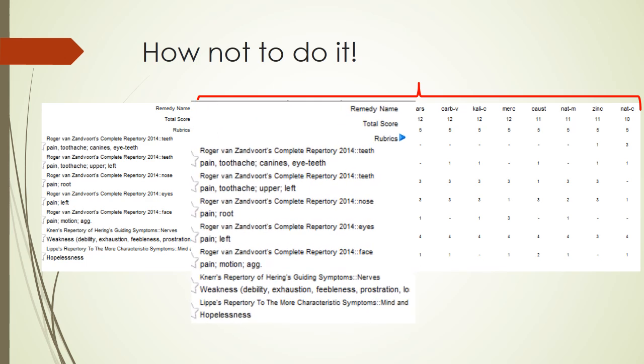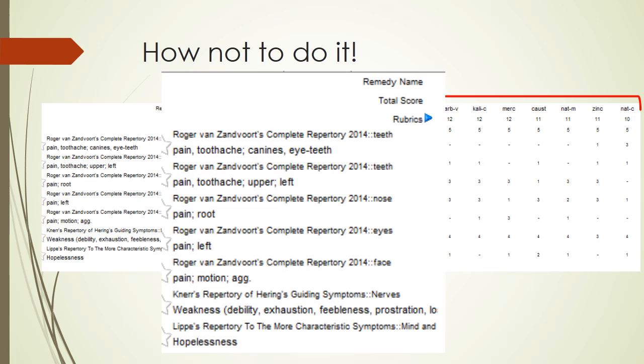The rubrics taken are only particulars. Teeth, pain, toothache, canines, eye teeth. Perfect. The patient does show those symptoms. But it's a particular. Teeth, pain, toothache, upper left. Once again, it's a particular, very well described. But as we said, it does not follow the rule of moving from generals to particulars. Nose root, pain root. Then eyes, pain left.